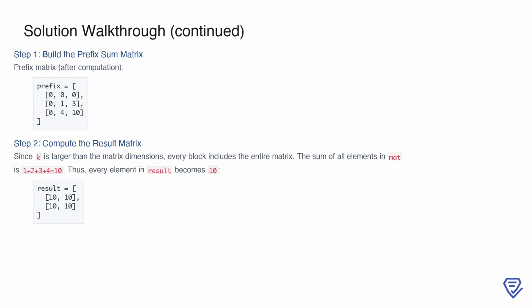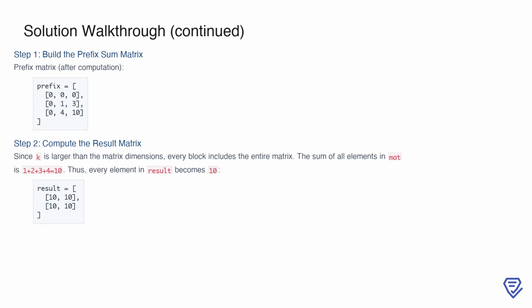Now let's consider a different scenario where k is much larger than the dimensions of the matrix. Here, with a 2 by 2 matrix and k equal to 10, every block will include the entire matrix, since the block boundaries extend beyond the edges of the matrix. First, we compute the prefix sum matrix as before. The prefix sums are derived from the cumulative sums of all elements in the input matrix.